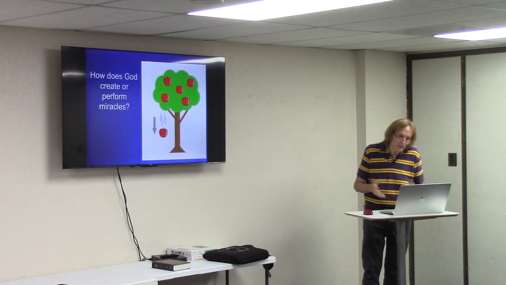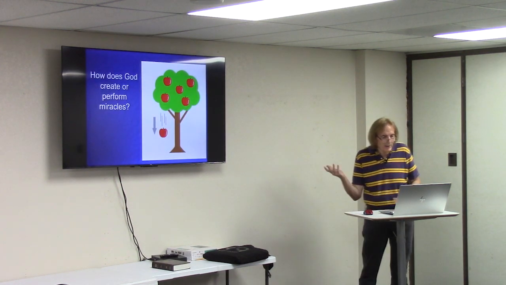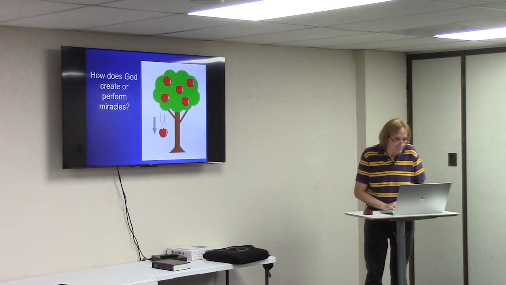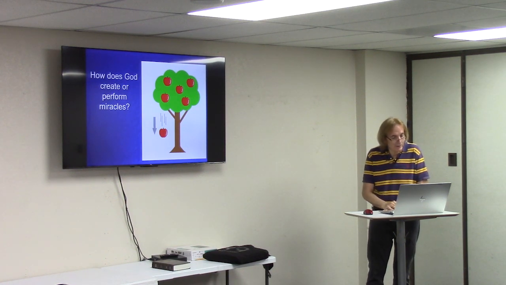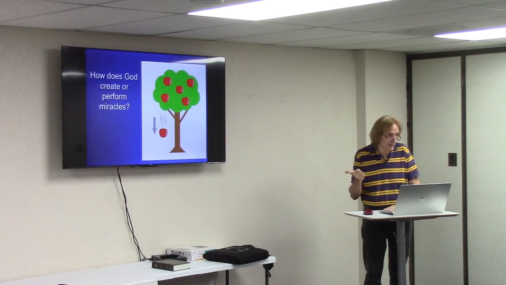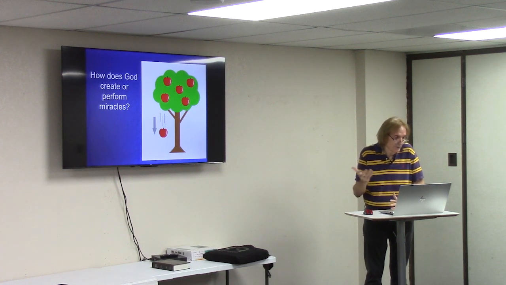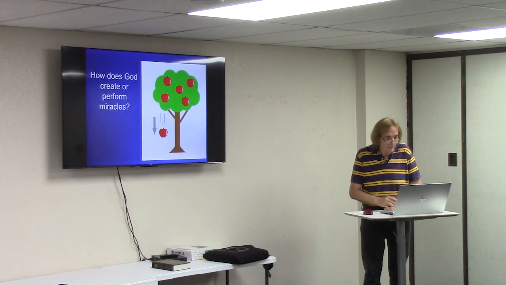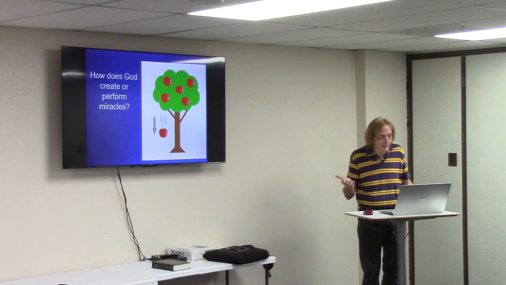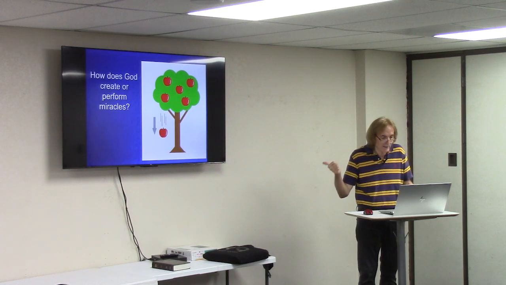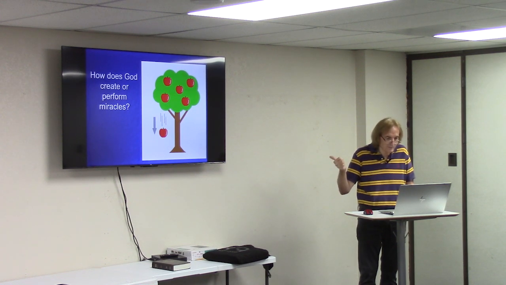So how does God create or perform miracles? I'll use a simple analogy of an apple tree here. If you and I were standing under an apple tree and an apple disengages from the branch, what happens? It falls to the ground, right? The apple, of course, will fall to the ground, and this happens every single time we see an apple disengage from the tree. We can stand there and watch it 100 times, and it'll happen 100 out of 100 times, right? Every single time.